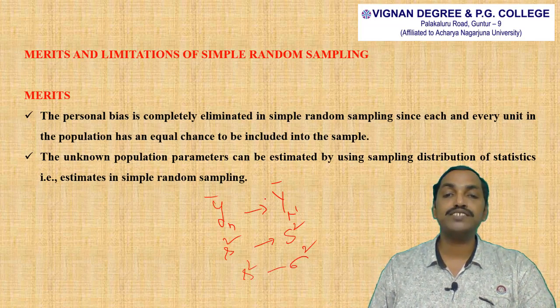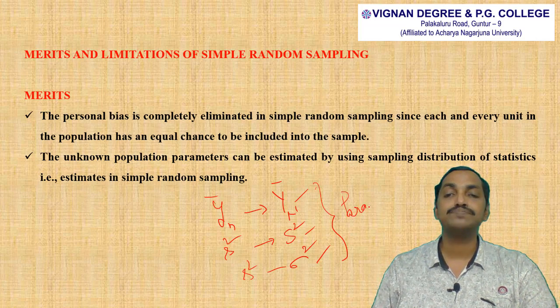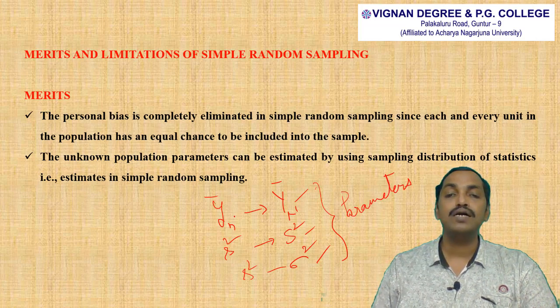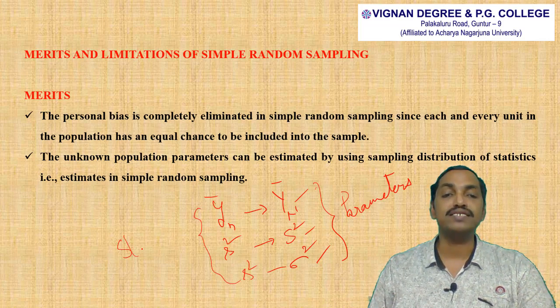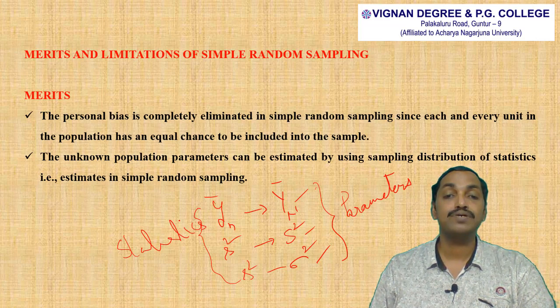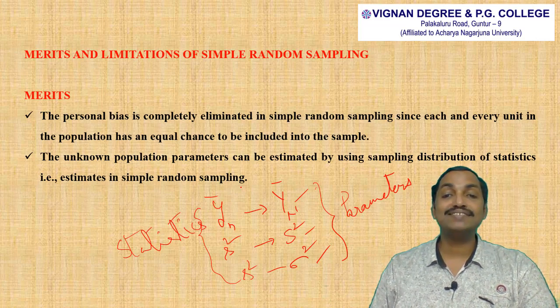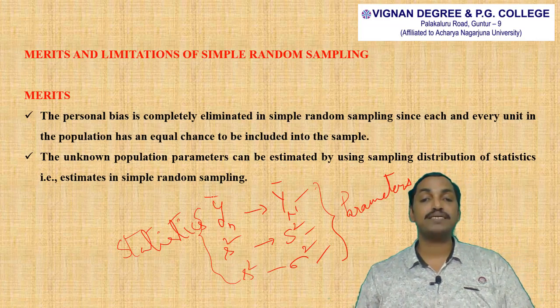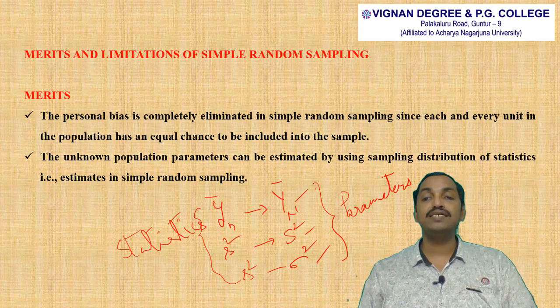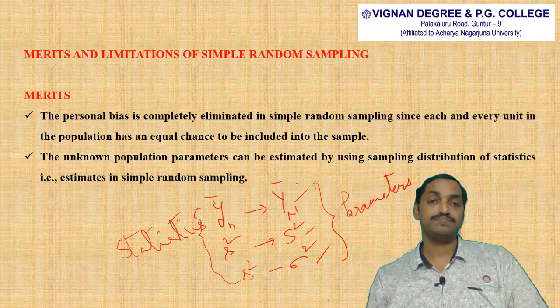Here, this population mean square and population variance are nothing but the parameters. And the sample mean square are nothing but statistic. So we can estimate the population parameters with their corresponding unbiased estimators of the sample statistics. So these estimates can be estimated easily in this simple random sampling.